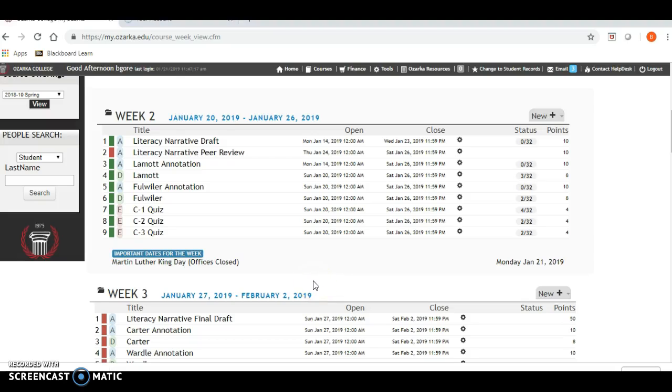Okay, this week is week 2, and you have several things going on this week. Try not to panic. We have 2 articles that we are reading. We have the Lamott article. It is called Shitty First Drafts.